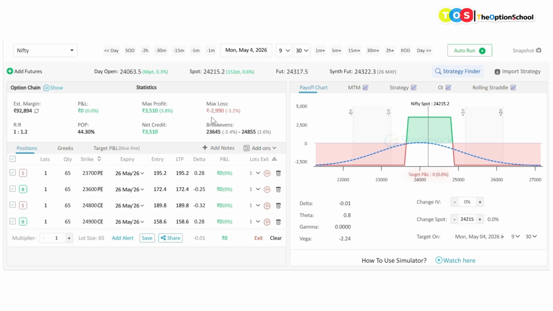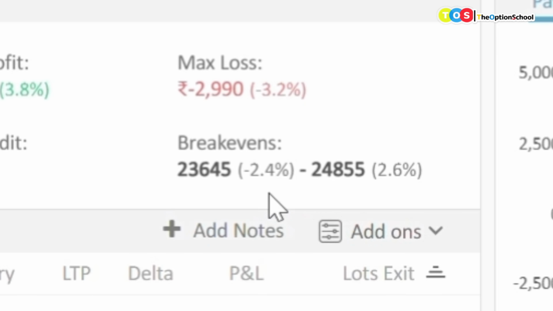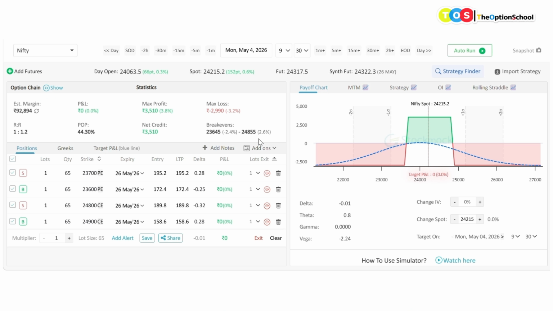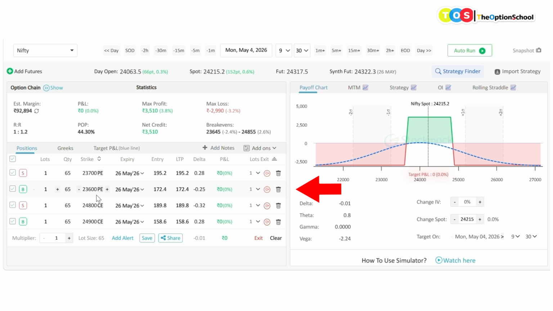But my problem is, in case market goes below 23,645, I need to do some adjustments. In case market goes above 24,855, again I need to do adjustments, and these are not very far away. 2.4% is on the downside, 2.6% on the upside. This kind of movement definitely happens pretty fast in the market. So first I will safeguard my trade on the downside. So instead of 23,600, I can buy 23,650.